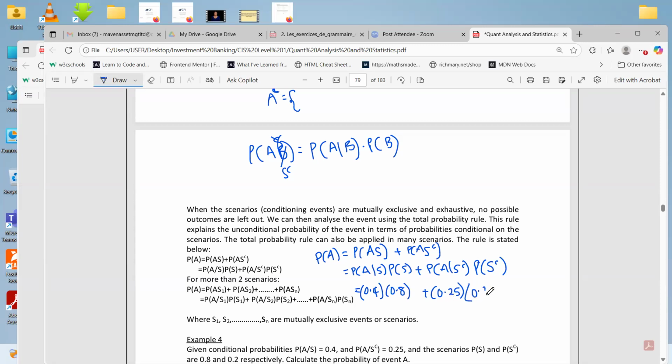And notice I've told you that they might just give you one, so you must be able to deduce the other. Now, at this point, you have been able to impute all of the individual components into the formula. 0.4 times 0.8 will give you what?